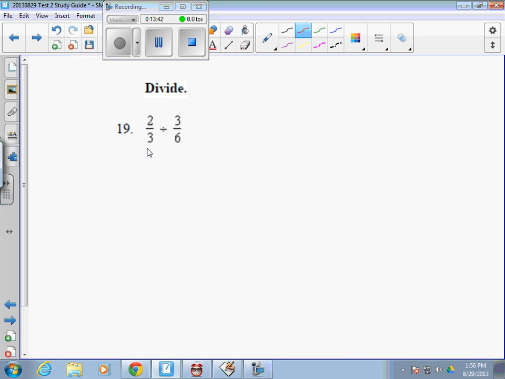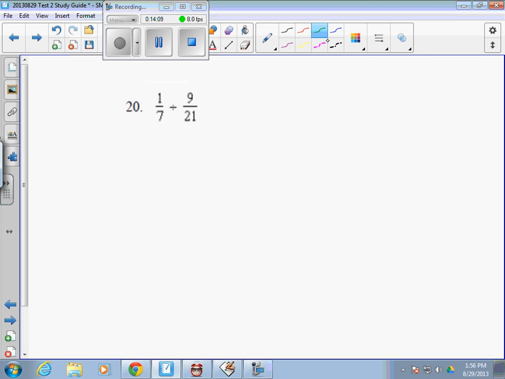19 says to divide these. You don't have to have common denominators to divide, but you do need to change the second fraction: change division to multiplication, and flip the second fraction and make it 6 over 3, and then multiply straight across. 2 times 6 is 12. 3 times 3 is 9. The number 3 goes into both. It goes into 12 4 times, and it goes into 9 3 times. 4 over 3.